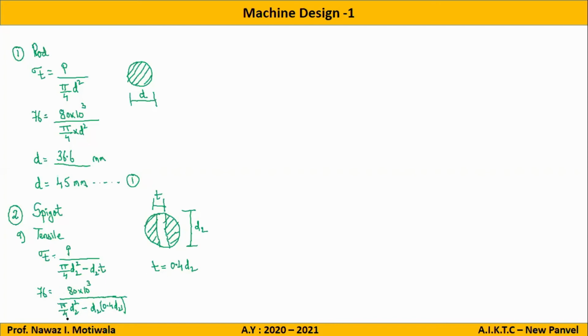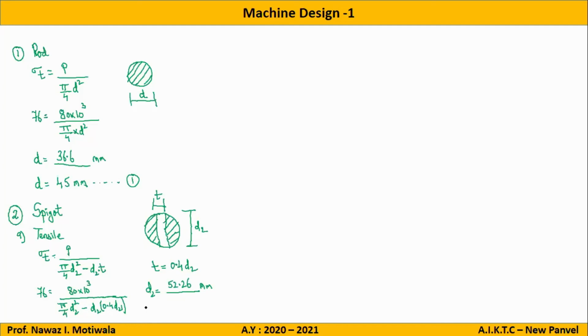The only unknown in this equation is what? D2. Diameter of spigot. Yes, it is diameter of spigot, that is D2. So solve it and give me the answer for D2. 52.26. Is it what you are telling? 52.26? Yes, sir. Okay.